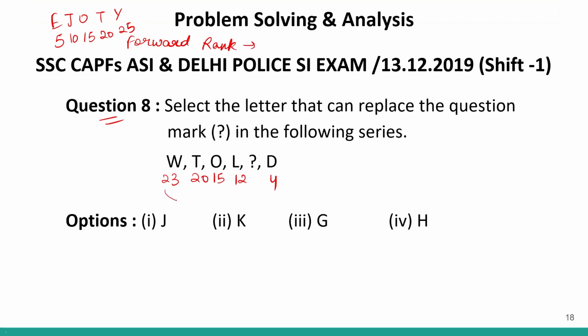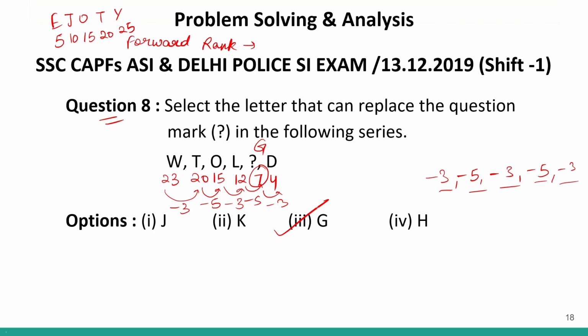So from 23 to 20, I can see there is a minus 3. From 20 to 15, there is a minus 5. Similarly, from O to L, 15 to 12, there is a minus 3. So minus 3, then minus 5, then minus 3 again. So next, let us check with minus 5. So minus 5 from 12 will give me 7. And 7 to 4 if I go minus 3. So minus 5 and then minus 3. So I can see that the logic alternates between minus 3 and minus 5. This is the logic. So at 7th position, which letter is there? At 7th position, we have G. So the answer will be G.